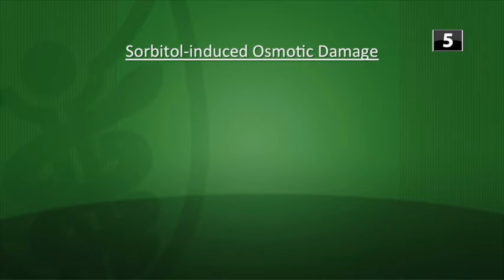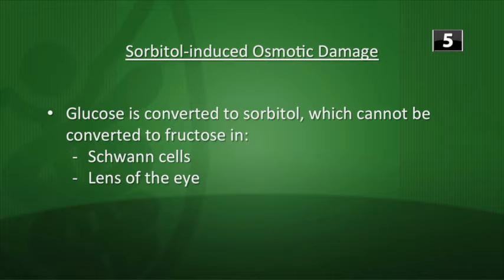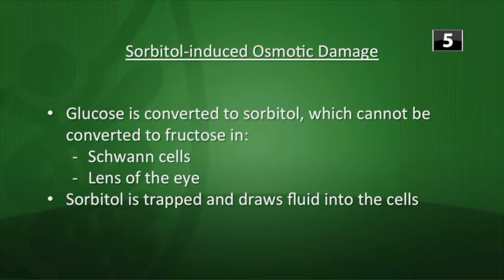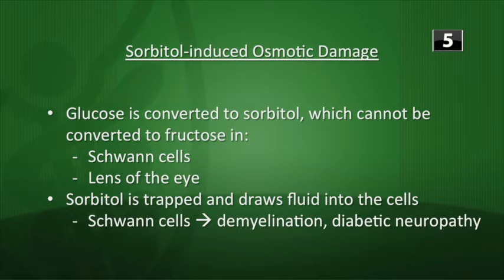So in the cells, glucose gets converted to the sugar alcohol sorbitol, and then normally sorbitol is converted to fructose. But in some tissues, like the Schwann cells and in the lens of the eye, they don't have the enzyme that converts sorbitol to fructose. So the sorbitol gets trapped in the cells, and there it acts as an osmole, and it's drawing fluid into the cells and causing swelling and damage. So that's the sorbitol-induced osmotic damage we're talking about here. So damage to the Schwann cells causes demyelination and diabetic neuropathy, and then damage to the lens causes cataracts.